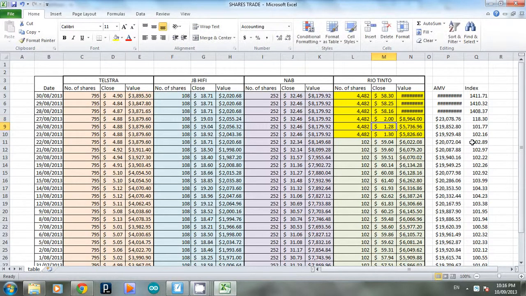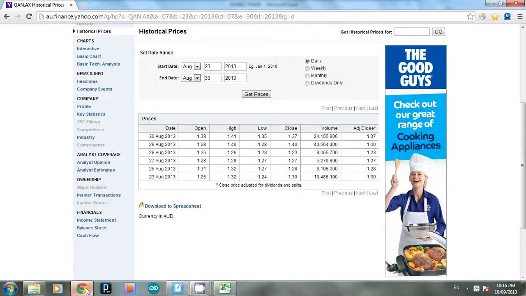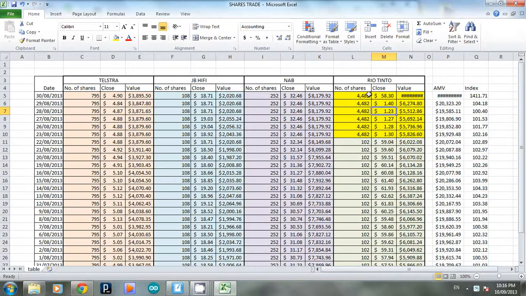Shoot. As long as you don't make mistakes. And nearly done, $1.37. Okay. And there you go, I'm done. So that's my new aggregate market value after I made that trade. So after I sold my Rio Tinto shares and used that to buy Qantas shares instead.